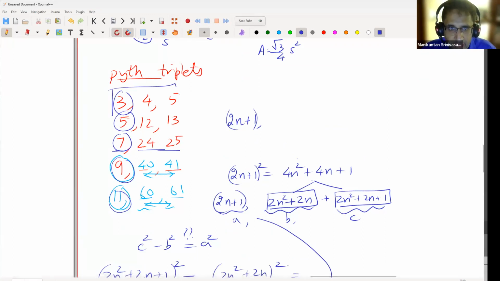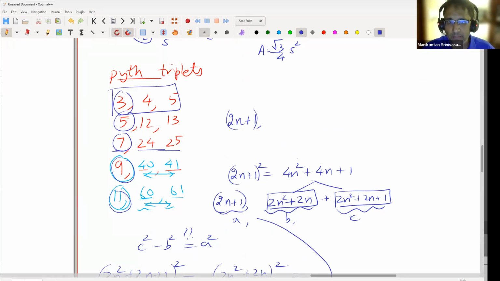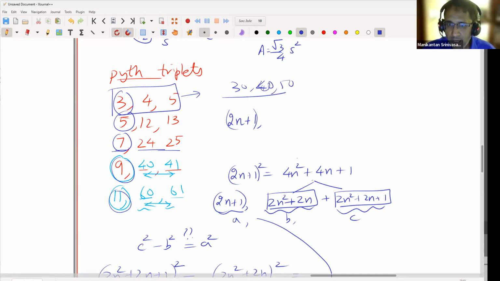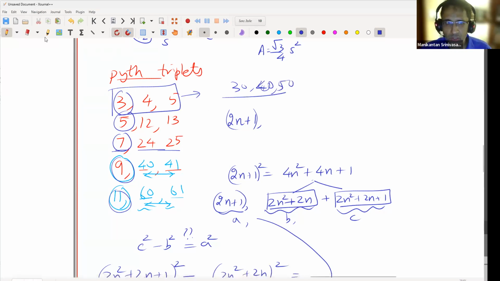I can take any number and multiply it by some number. For example, I can multiply this by 10 and say 30, 40, 50 is a triplet, right? But other than that, in the simplified form, if I remove all the common factors, even then, this does not give the complete list of triplets. For example, I can call out a triplet which is not in this family. 8, 15, 17 is a triplet.